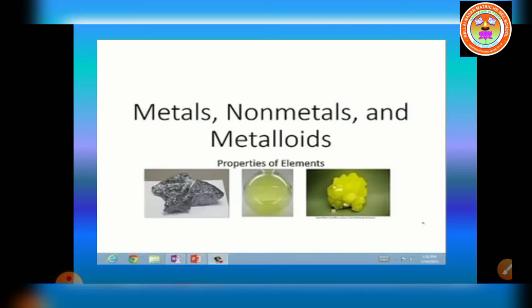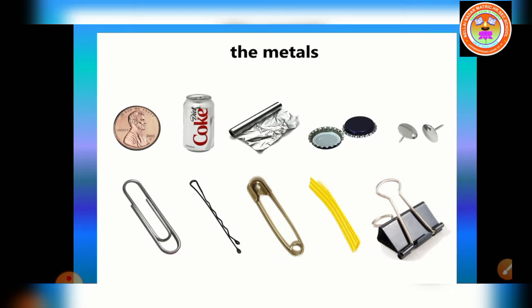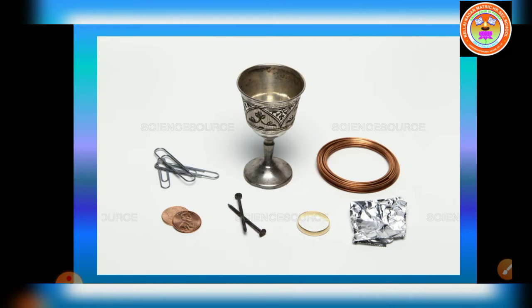Children, today we will learn about metals, nonmetals, and metalloids. Children, first let us know about metals. Students, in our day-to-day life, we are using so many metals. For example, gold, copper, silver, iron, etc.